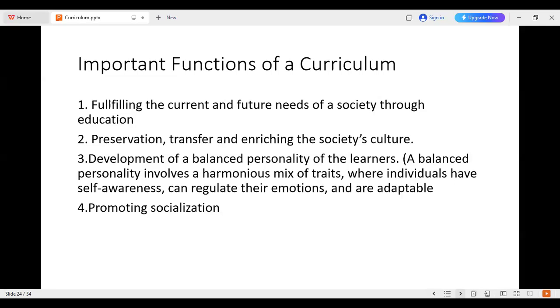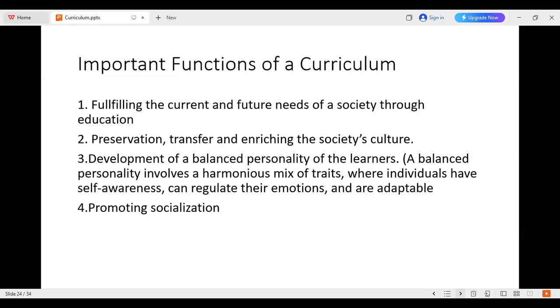Culture plays a very important role in our life, human life. Therefore, the curriculum should preserve the culture, transfer it, and enrich the society's culture. We have a lot of programs, activities, and subjects to realize the importance of culture. Every society has its own culture. They are dedicated and committed to protect it and transfer it to the next generation.